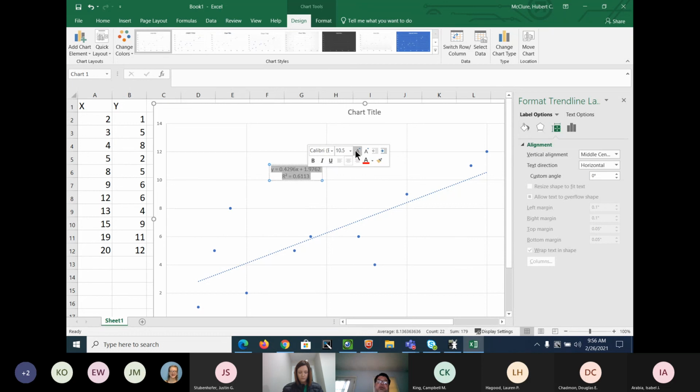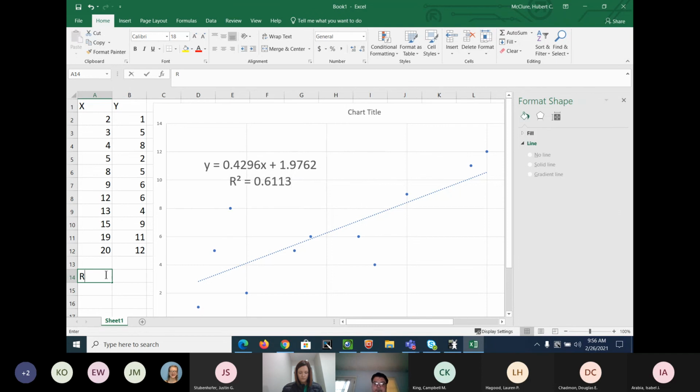Now you notice that R is not there, but R squared is there. So I want you to be able to take the square root of R squared. I'm going to do that down here. R is equal to, and we're going to take that point equals 0.6113 and raise it to the 0.5 power, or take the square root of it. Those are the three things that I want you to be able to do in the correlation and causality section.